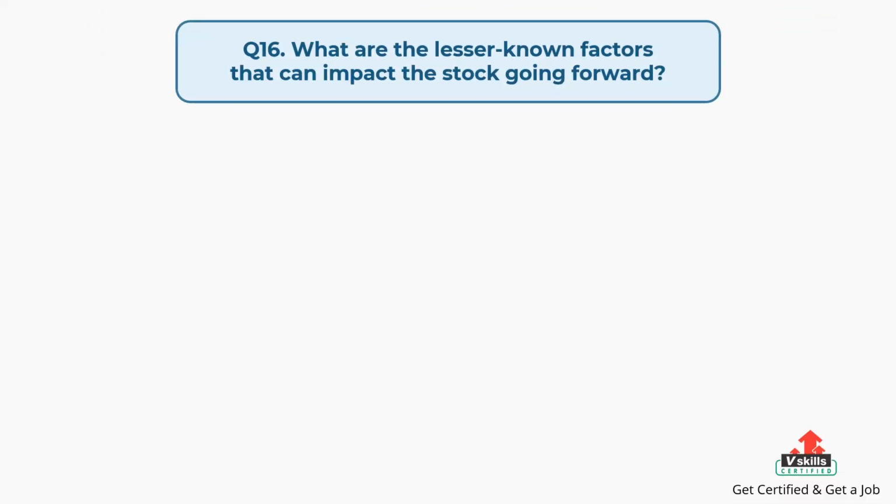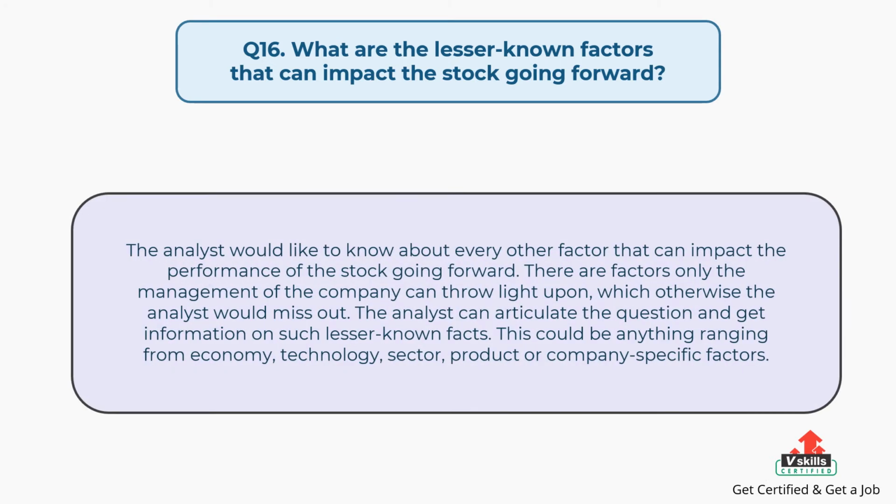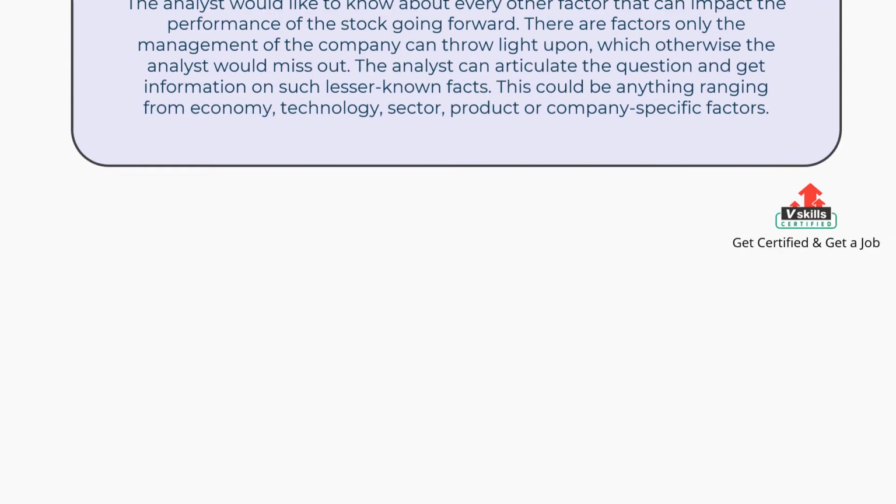Question number 16. What are the lesser-known factors that can impact the stock going forward? The answer is, the analyst would like to know about every other factor that can impact the performance of the stock going forward. There are factors only the management of the company can throw light upon, which otherwise the analyst would miss out. The analyst can articulate the question and get information on such lesser-known facts. This could be anything ranging from economy, technology, sector, product or company-specific factors.